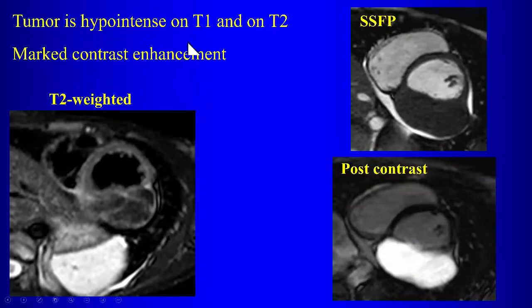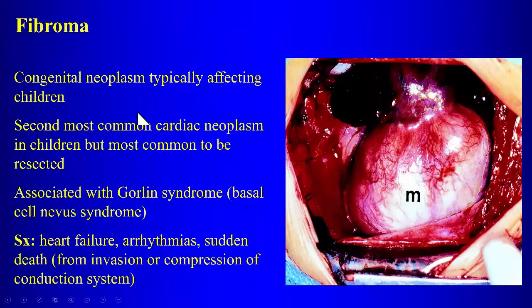Okay, so hypointense on T1, especially on T2, these have marked contrast enhancement when we give contrast. So that's the clue that you're dealing with a fibroma. So these can be congenital. It's the second most common cardiac neoplasm in children, but it's the most common to be resected. Remember, the most common is the rhabdomyoma, which tends to regress on its own.